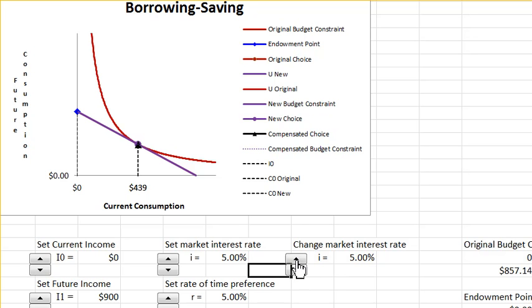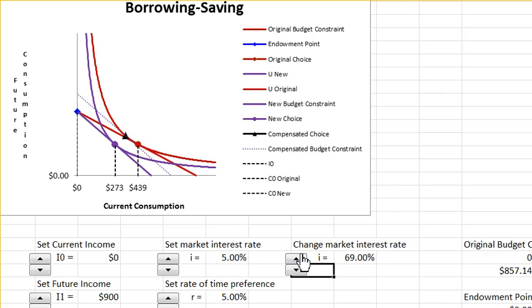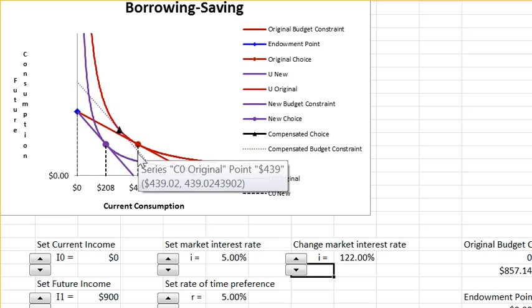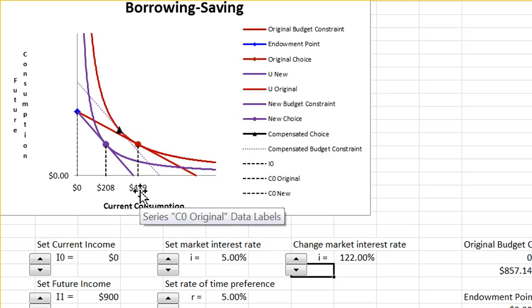I'm going to raise the market interest rate that the person currently faces, and look what happens. So let's figure this out. Okay, so we raised it quite a bit so that we can make the picture dramatic. This $439 of consumption in period 0 is financed entirely by borrowing because the person has no current income.